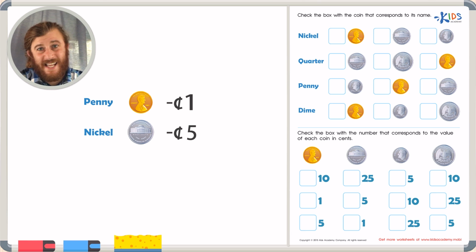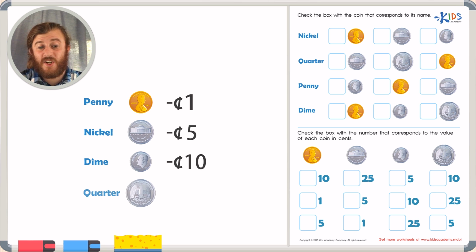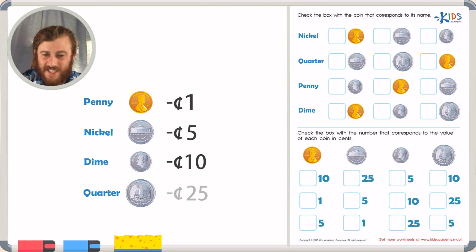Our next coin is actually the smallest coin we have. It's called a dime, and it's actually worth more than a nickel. A dime is worth 10 cents. And finally, our last coin, our biggest coin with the most value, is a quarter. And a quarter is worth 25 cents.